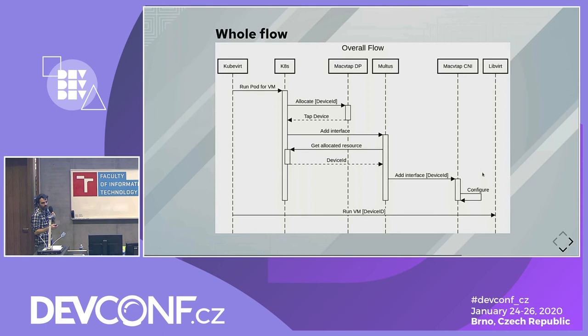The macvtap CNI is going to just move the interface to the namespace of the pod, and rename it to a well-known name that Multus is going to give it, and any extra configuration required, MAC address, whatever. And finally, KubeVirt is going to run, inside the virt-launcher pod, libvirt with the correct domain XML to be able to plug that interface into the VM.